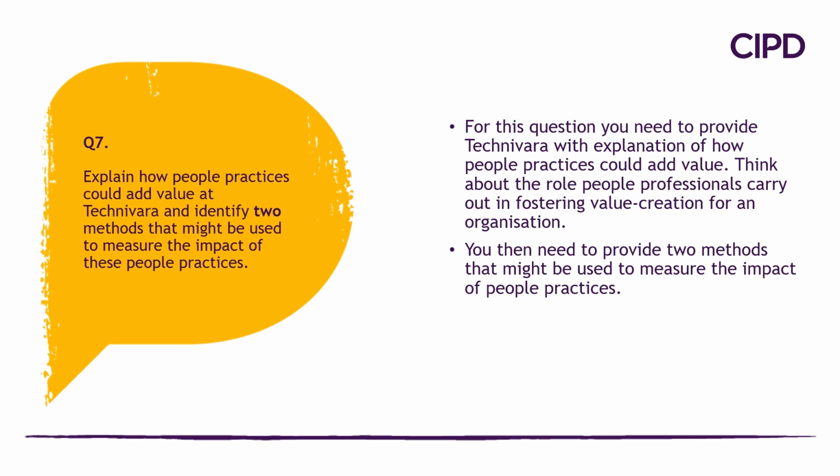Now, for the second part of this question, you need to provide two methods that might be used to measure the impact of people practices. Here you might consider methods such as cost-benefit analysis, return on investment, staff surveys, benchmarking, HR KPIs and metrics to measure employee well-being, diversity and inclusion, health and safety, scorecard, etc.